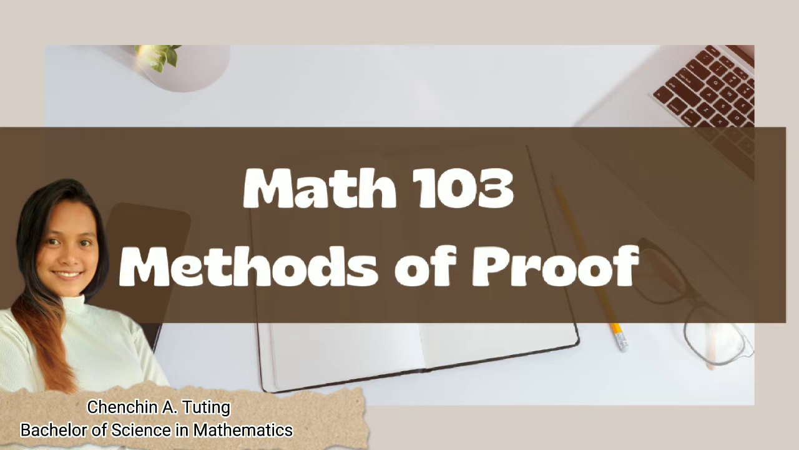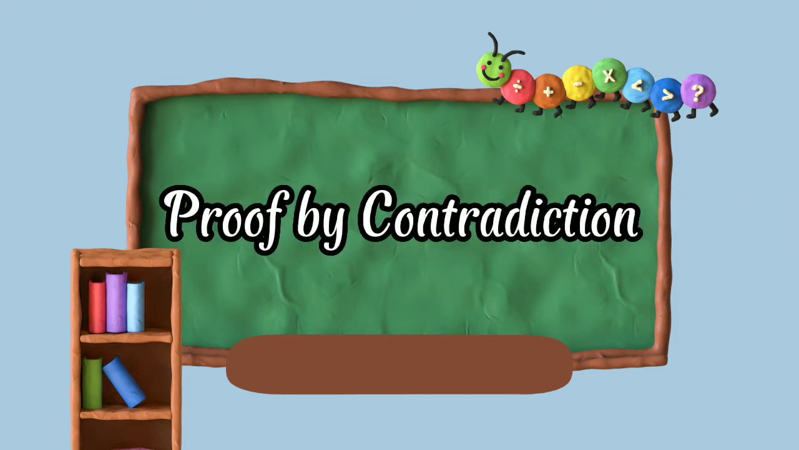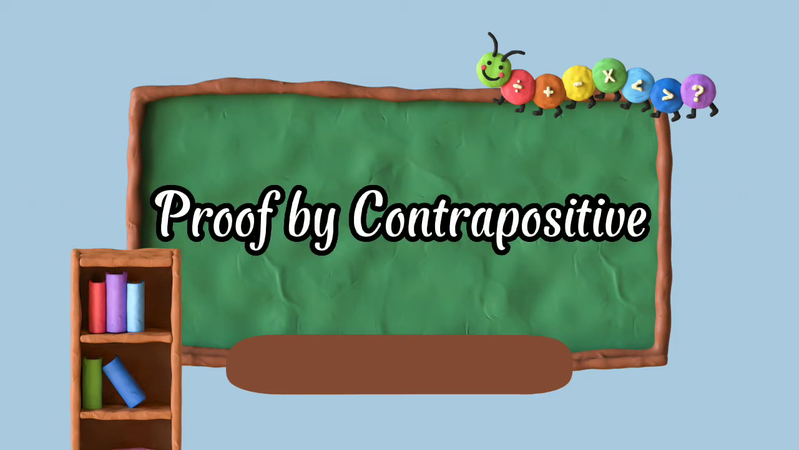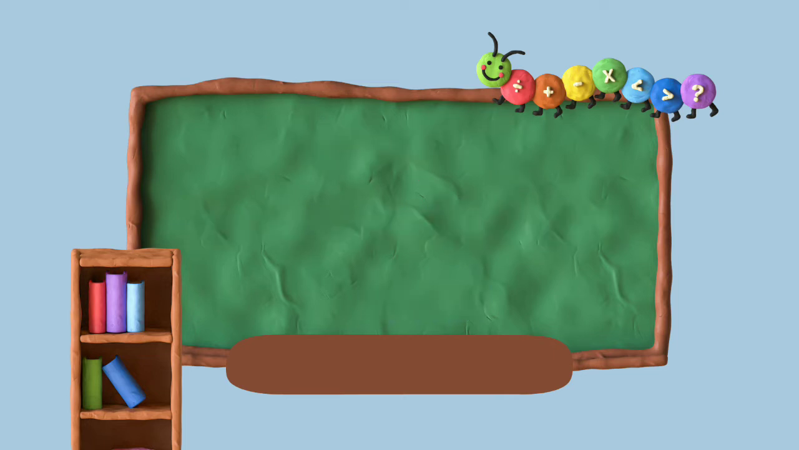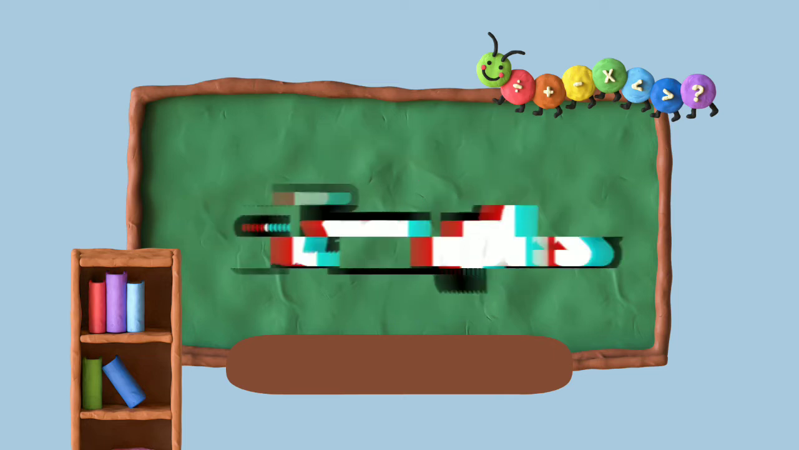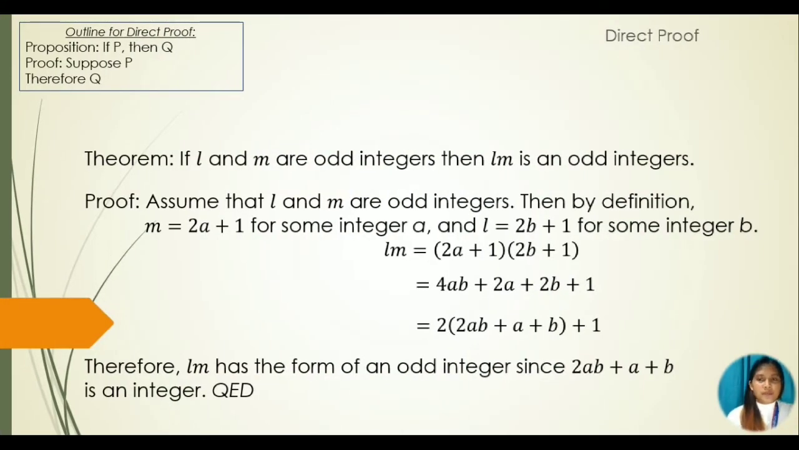In this video, I will discuss the four basic methods of proof, which are direct proof, proof by contradiction, proof by contrapositive, and principle of mathematical induction, or PMI, by providing examples of each method of proof. Alright, so I will begin with direct proof.